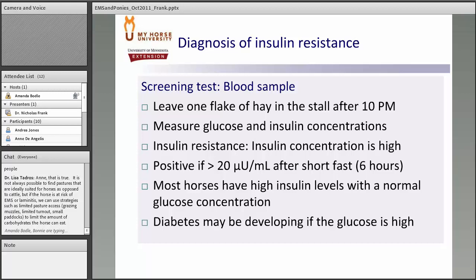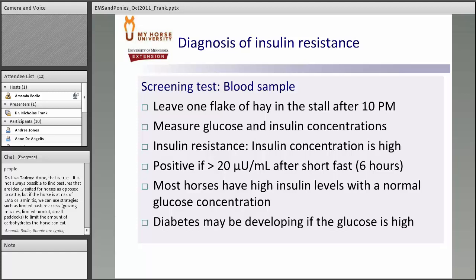When you do the testing, you're going to look at the insulin concentration, and again recognize that if the animal has insulin resistance, that means the insulin is not working as well as it should be, and the body's reaction to that is to send more insulin into the blood to try to get the same effect at the level of the tissues. In other words, to try to move that glucose into the tissues. So the insulin-resistant horse is going to have high insulin concentrations, trying to compensate for the problem at the tissue level. We have established that if the insulin concentration is greater than 20 microunits per ml after a short fast, that's consistent with the animal having insulin resistance.